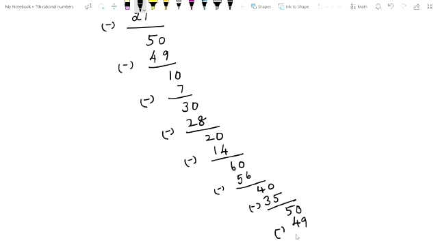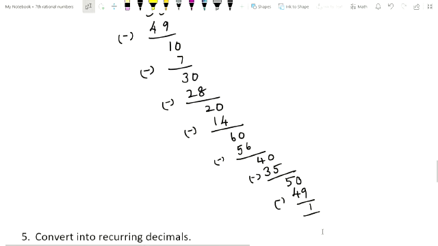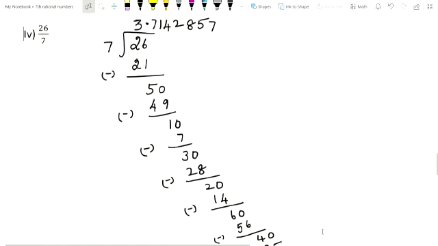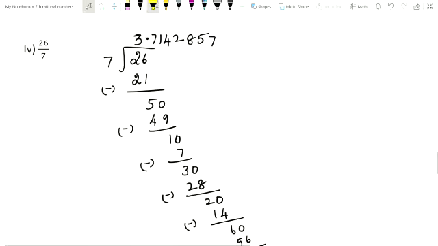Now subtract this, what will you get? 1. See here, the same process is going to repeat. Okay, say 50, we got it. After that, what are the steps we did? The same steps we are going to do, so it goes on repeatedly. This step is repeating indefinitely, so you can stop that. Okay, so what is the answer?